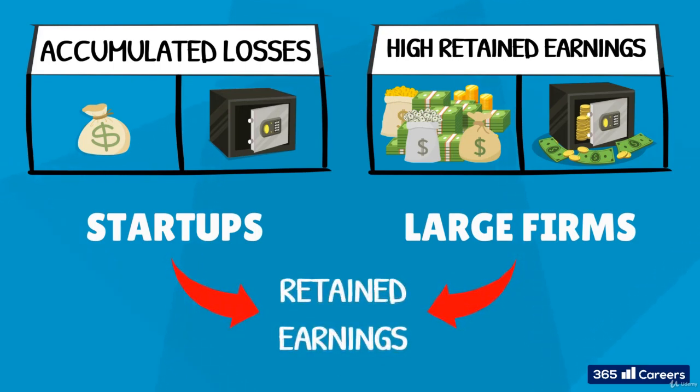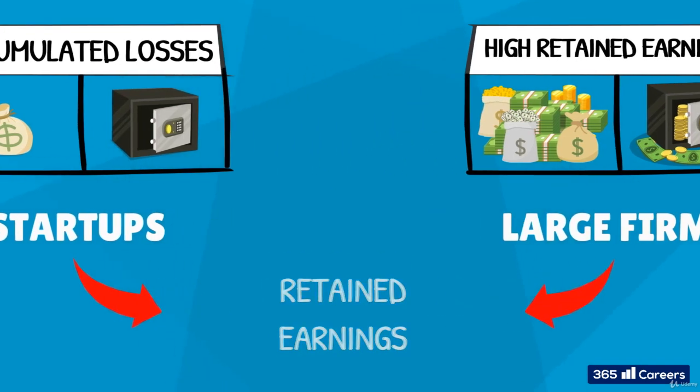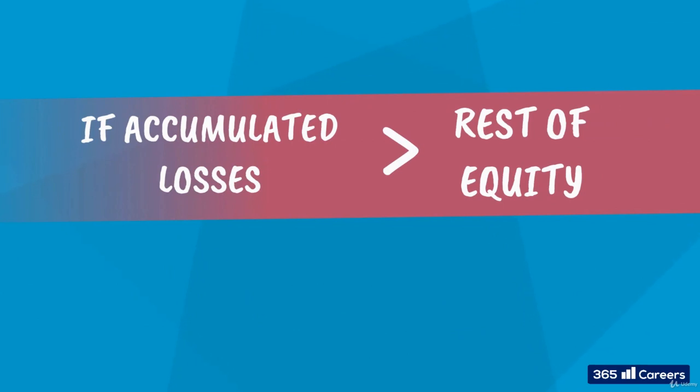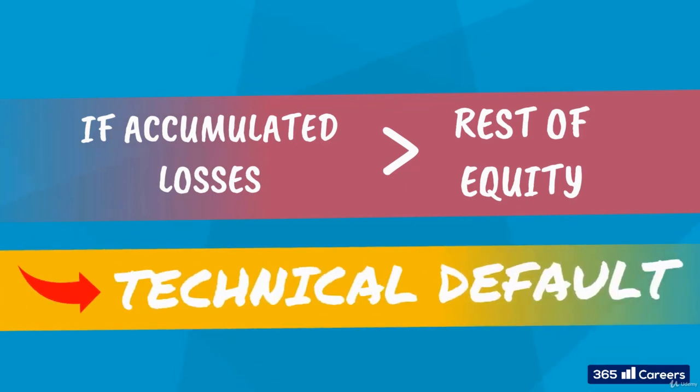In most cases, companies can carry such losses into the future and receive a tax exemption for them. If accumulated losses surpass the rest of equity accounts, we can say the company is in technical default and it needs to be refinanced by shareholders or go bankrupt.